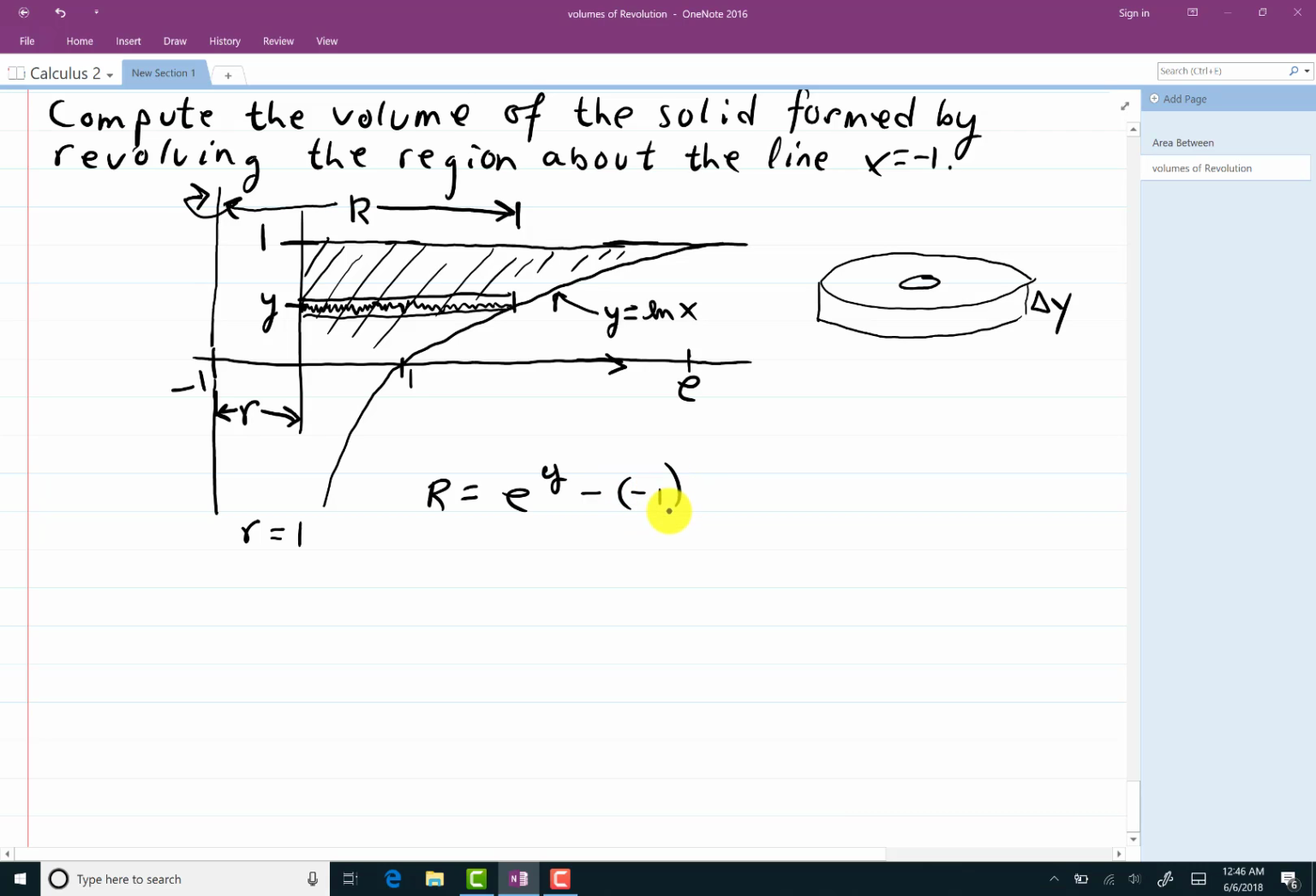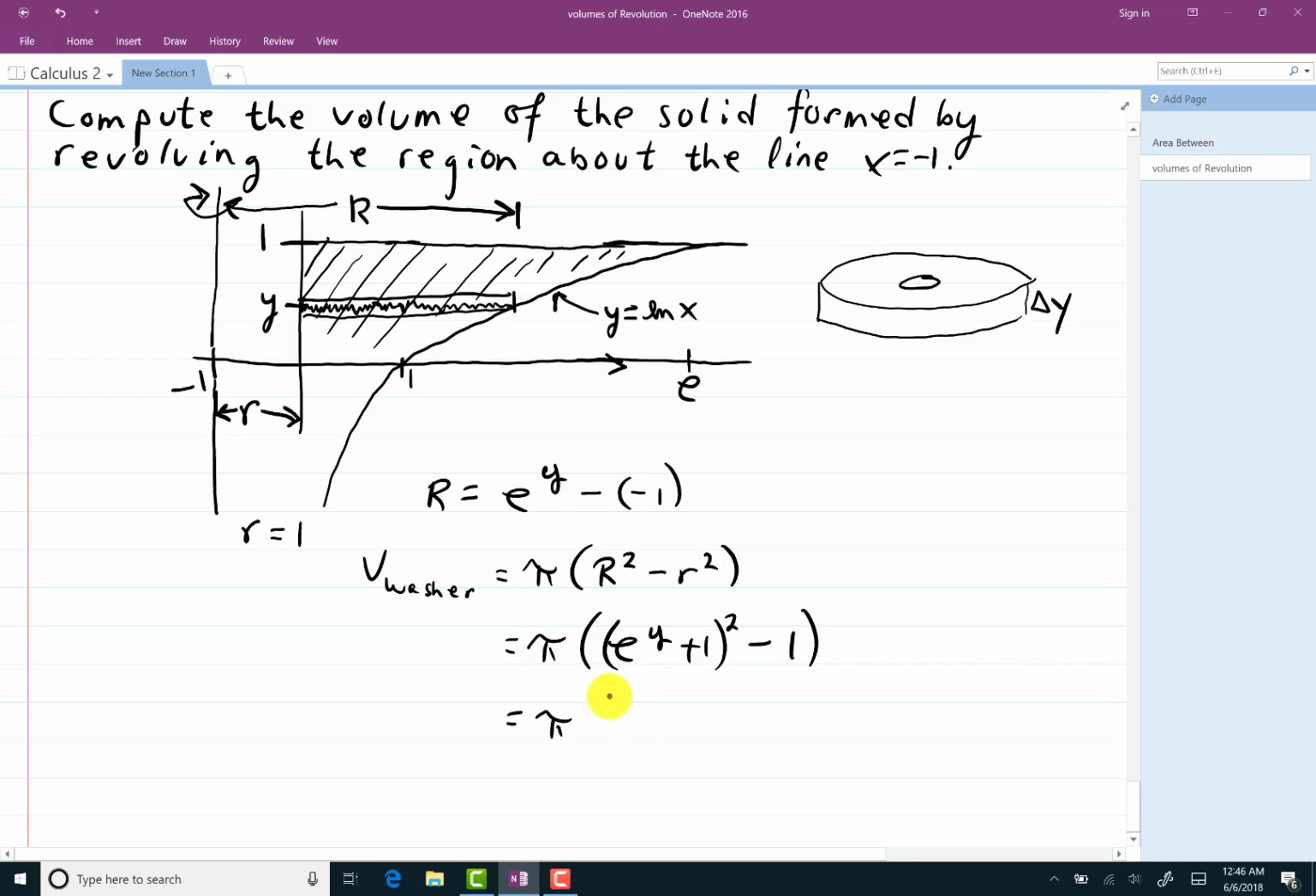And then if we do the volume of a washer, that's going to be pi capital R squared minus little r squared. That's going to equal pi, capital R was e to the y plus 1, and little r was 1. This is really simple. This equals pi e to the 2y plus 2e to the y. The 1's will end up canceling out. And that's all you have to integrate.